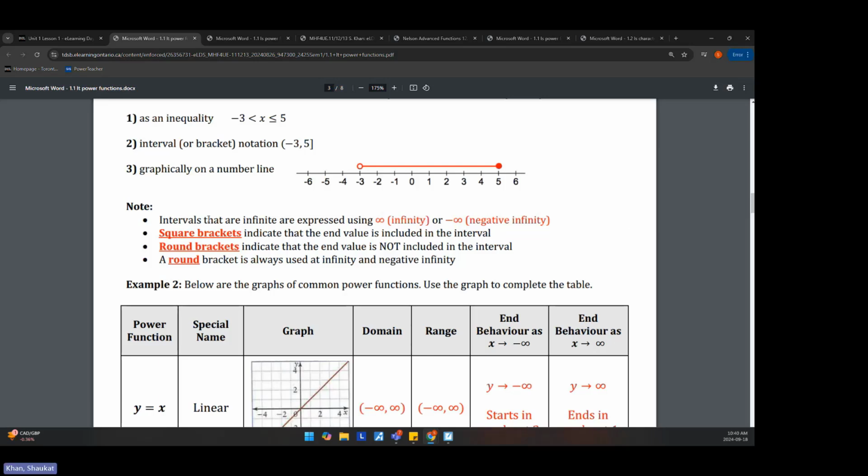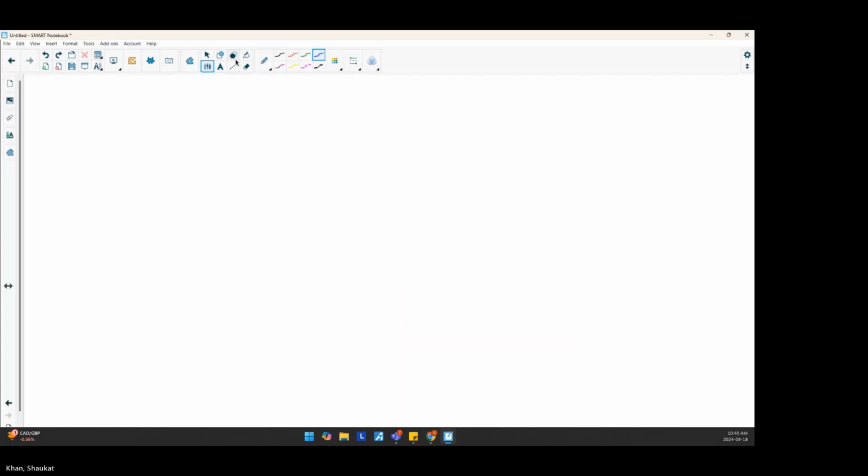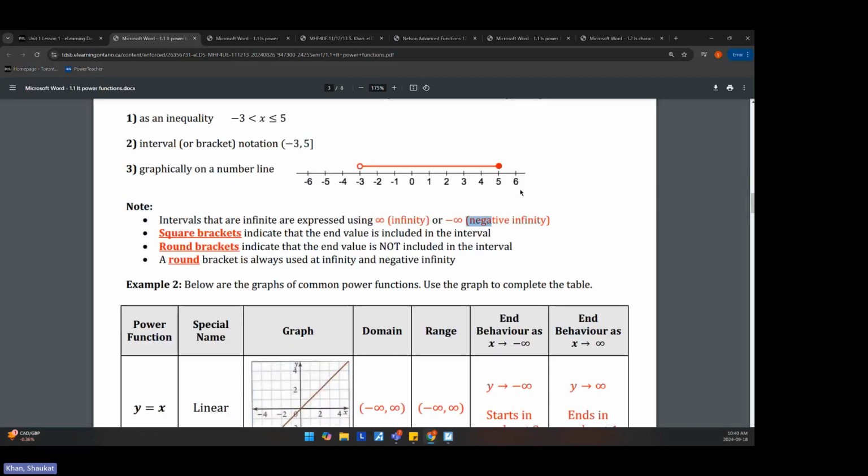All right, notes. Intervals that are infinite are expressed using infinity or negative infinity. So it would be something like negative infinity, comma, infinity. And you always use round brackets for infinity because you can never actually have infinity as a value. You can't input it. Square brackets indicate the end values are included. Round brackets indicate the end value is not included. Round brackets are always used for infinity.